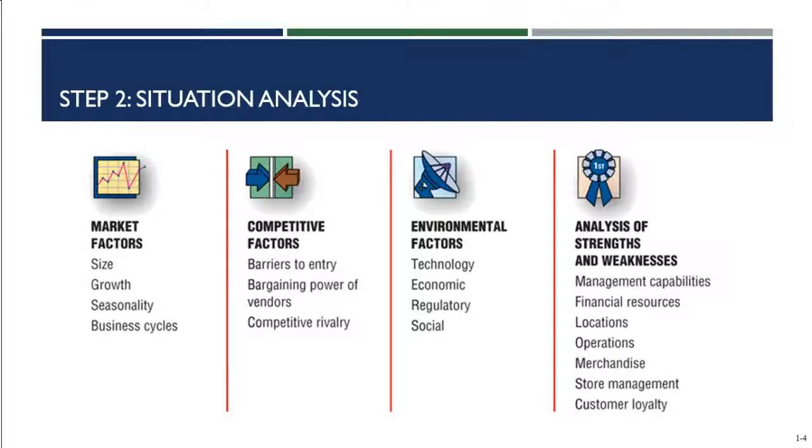What are some things happening in the technological industry? How's the economy? What regulations are there impacting your business or your industry? And then finally, we take a look at the strengths, weaknesses, opportunities, and threats. And let's remember when we're conducting a SWOT analysis, when we're looking at strengths and weaknesses, we're talking about internal capabilities or things that we have control of.